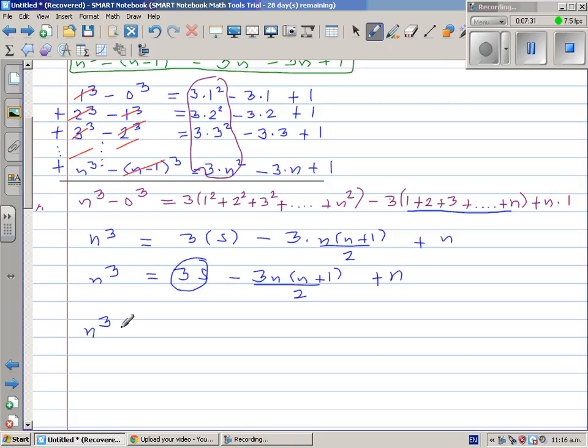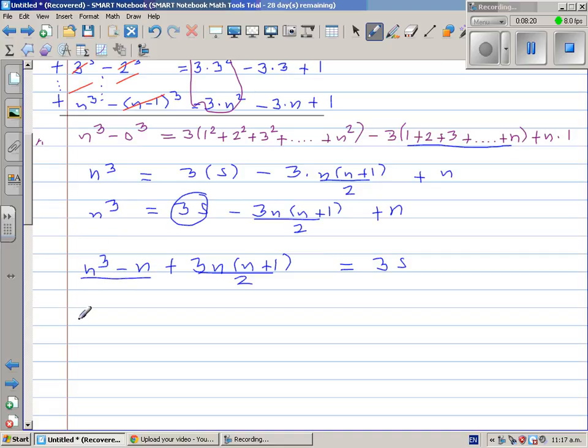So I can say this is n cubed. I'm taking away n from both sides, so we'll have n cubed minus n, and adding the 3n times n plus 1 over 2 to both sides. Taking away n from this side, you'll have minus n, and if you add this to this side, you have to add it to the other side. So this will be n cubed minus n plus 3n times n plus 1 over 2 is equal to 3s. So let's simplify this a little more.